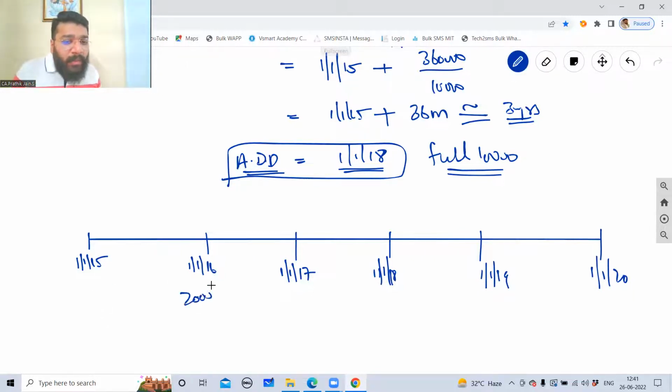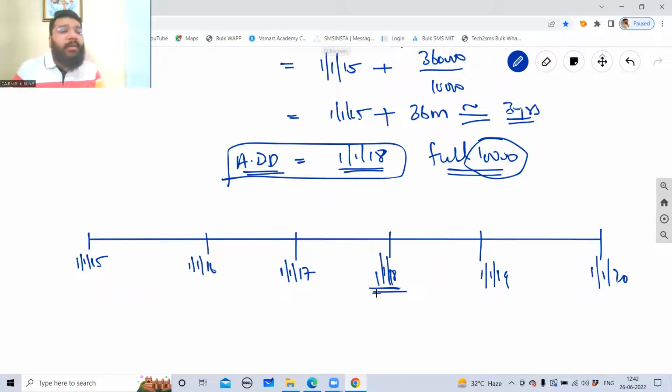Are you making the 2000 payment? No. Are you making the payment here? No. Because what are we agreeing? We're saying that we don't want multiple payments. We want a single payment. Full lump sum payment of 10,000 rupees. This amount I have to pay in one shot. On which date? On 1/1/2018, I have to make the full payment of 10,000 rupees.